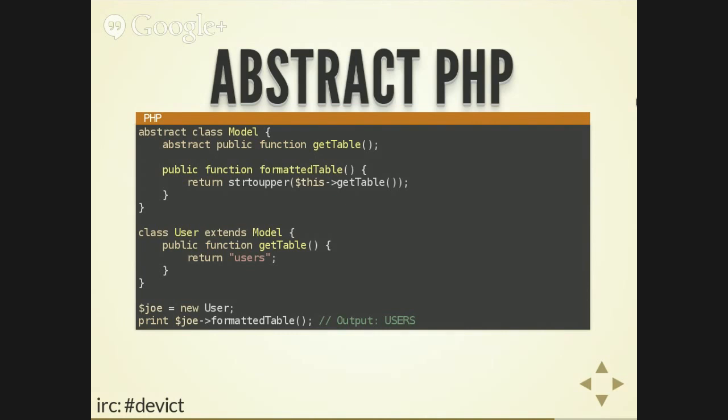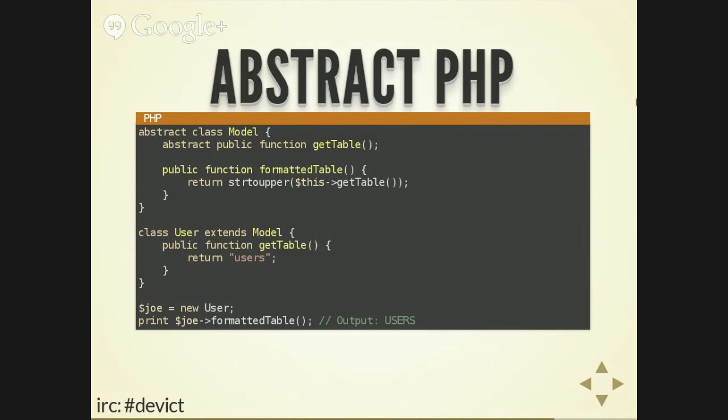So in this case here, I call getTable and I make it uppercase and I return it. So now when my abstract class User extends Model, in order for this to compile, in order for PHP to execute this, I have to have that function getTable. And so I make a function getTable. Now nothing says it has to do anything, but if it didn't, then it would be kind of defeating the purpose. So in this case, it's going to return the string users.